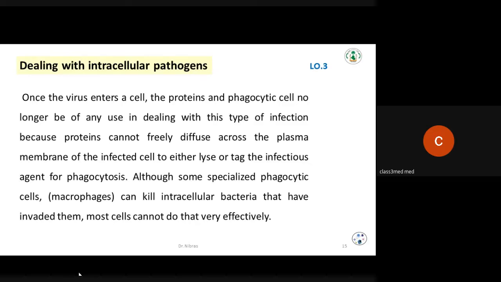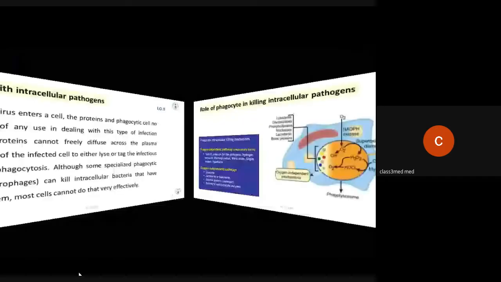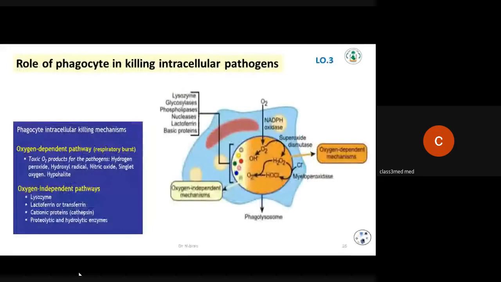There are some species of bacteria that can escape phagocytosis. Here, we mentioned that the phagocytic cell can kill bacteria inside the cell by this mechanism, either an oxygen dependent or oxygen independent pathway.